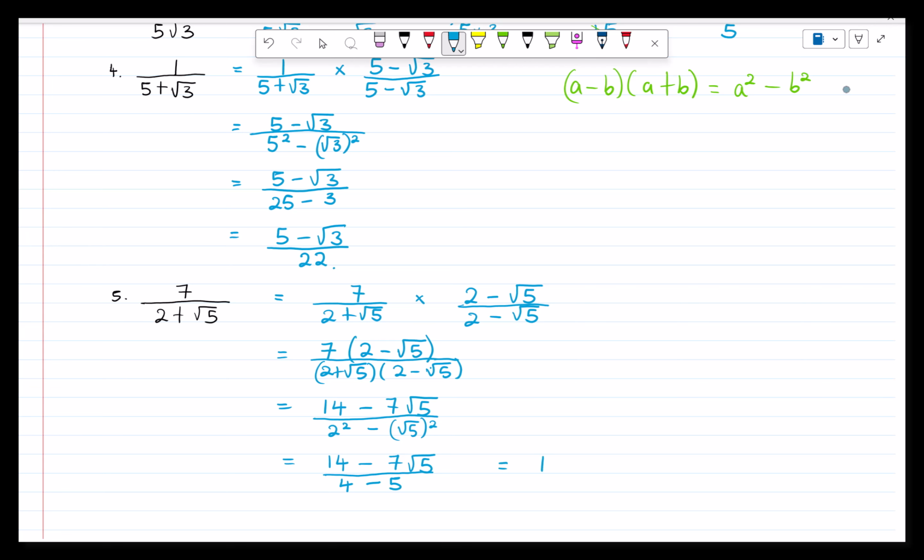So now we have 14 minus 7 root 5 all over negative 1. And if we flip this, it means that we're changing the signs. So now we have 7 root 5, which was a negative, now it's a positive, and the 14, which was a positive, becomes a negative. So that becomes 7 root 5 minus 14. This is the final answer that we have, 7 root 5 minus 14. So there you have it. This is how you rationalize the denominator of a surd.